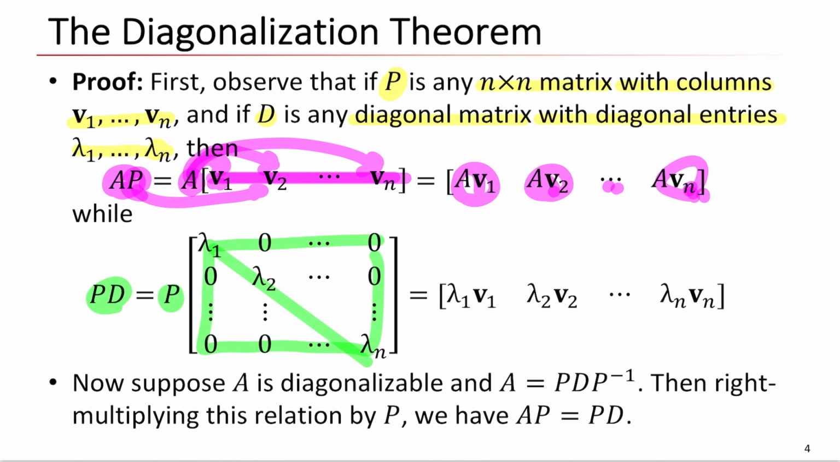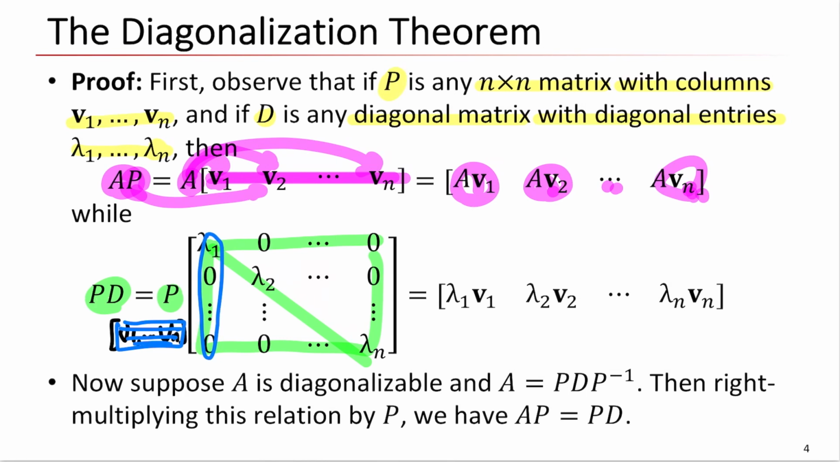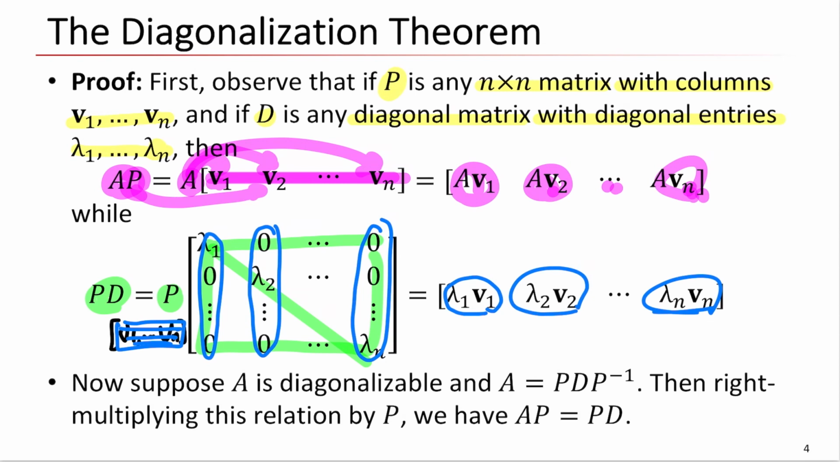How can I compute this one? Because the matrix P is v1 through vn, we can easily compute this column with every row of this matrix. In that case, we generate lambda 1 times v1, and this column will generate lambda 2 times v2. Finally, this column generates lambda n times vn, right?